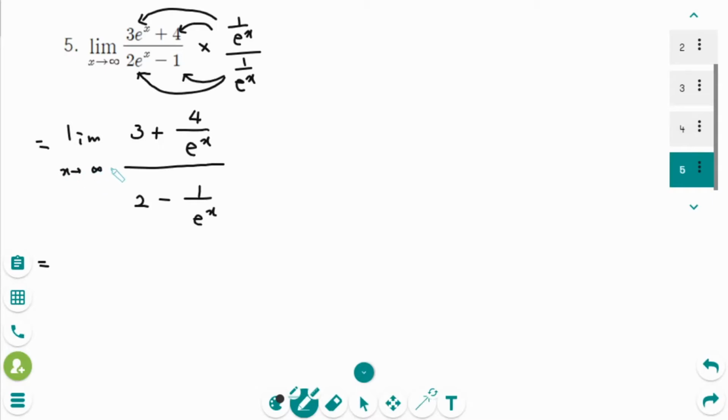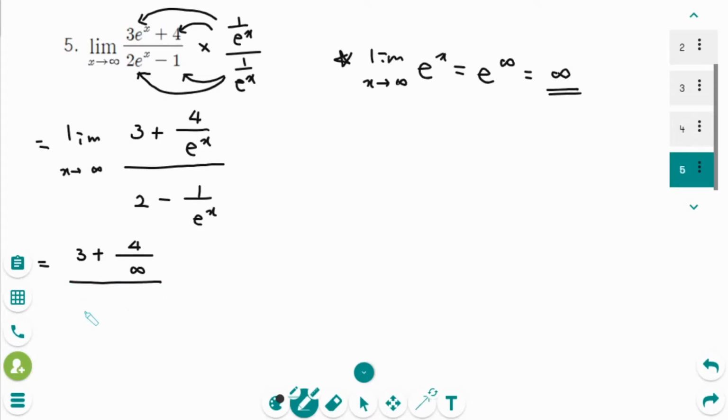And then put infinity into x. So 3 plus, what is this? 4 over e to the power of infinity. Then think about this. What is it? It's the same as this one, right? So this is 4 over infinity, over 2 minus 1 over infinity, same thing. So this is 3 plus 0 over 2 minus 0. So the answer is 3 over 2.